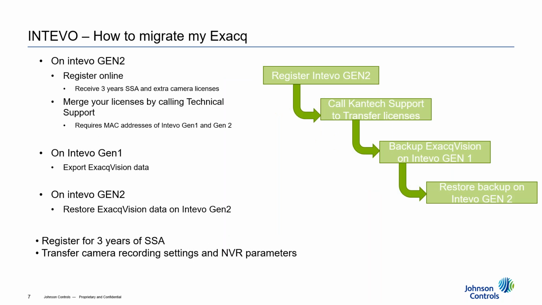On the Gen 2, you go to Kantech.com and register that INTEVO. We'll merge the licenses by contacting our tech support. They can migrate not only the Kantech license codes, but also the Exact license codes. You'll need the MAC address for the Gen 1 as well as the MAC address for the Gen 2 in order to transfer those camera licenses and everything else. On the Gen 1, we will export the ExactVision data just by doing a simple backup. Then on the Gen 2, you'll restore that data. All your camera information, your record data, the bit rate and megapixel settings, and any motion sensitivity you have set up will automatically transfer over with the restore of the backup.